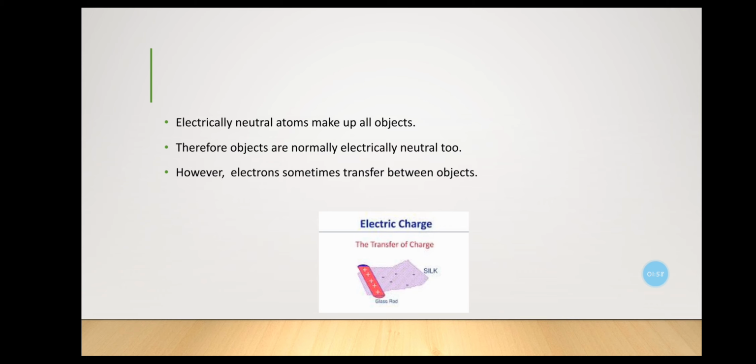Now, electrically neutral atoms make up all the objects. Therefore, objects are normally electrically neutral too. However, sometimes the electrons are going to change their place. They will be transferred between objects. In this picture, you will see I have a silk and I have a glass rod. When you rub them together, the glass rod is going to be electrically charged and the silk as well.